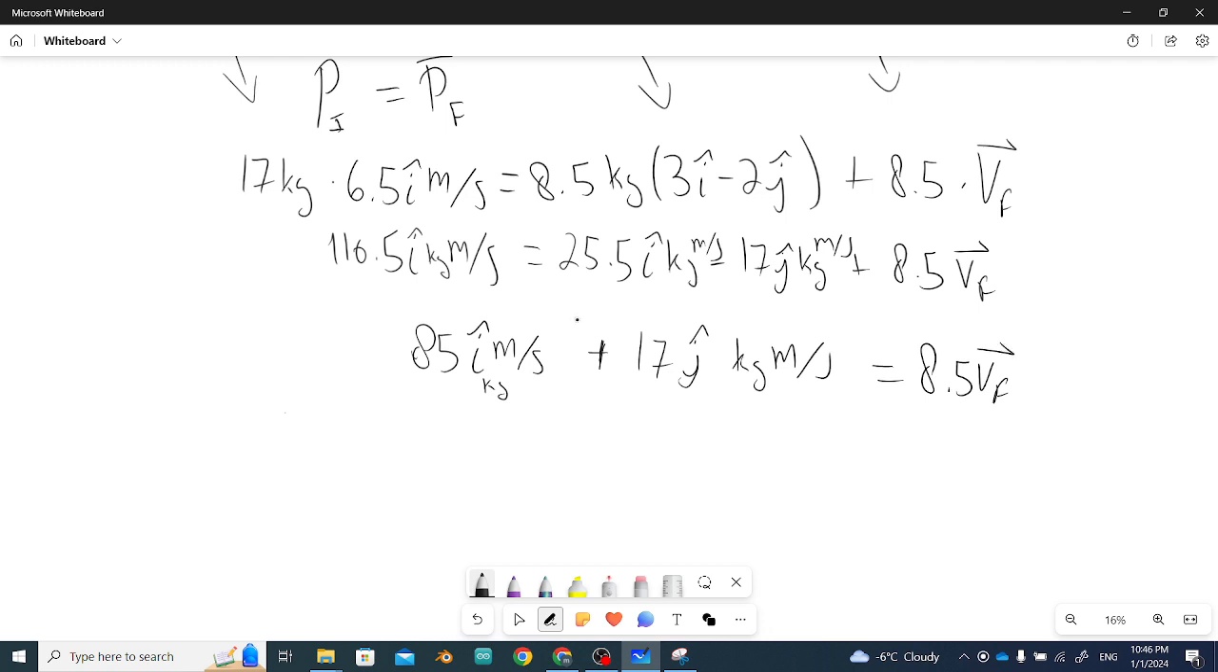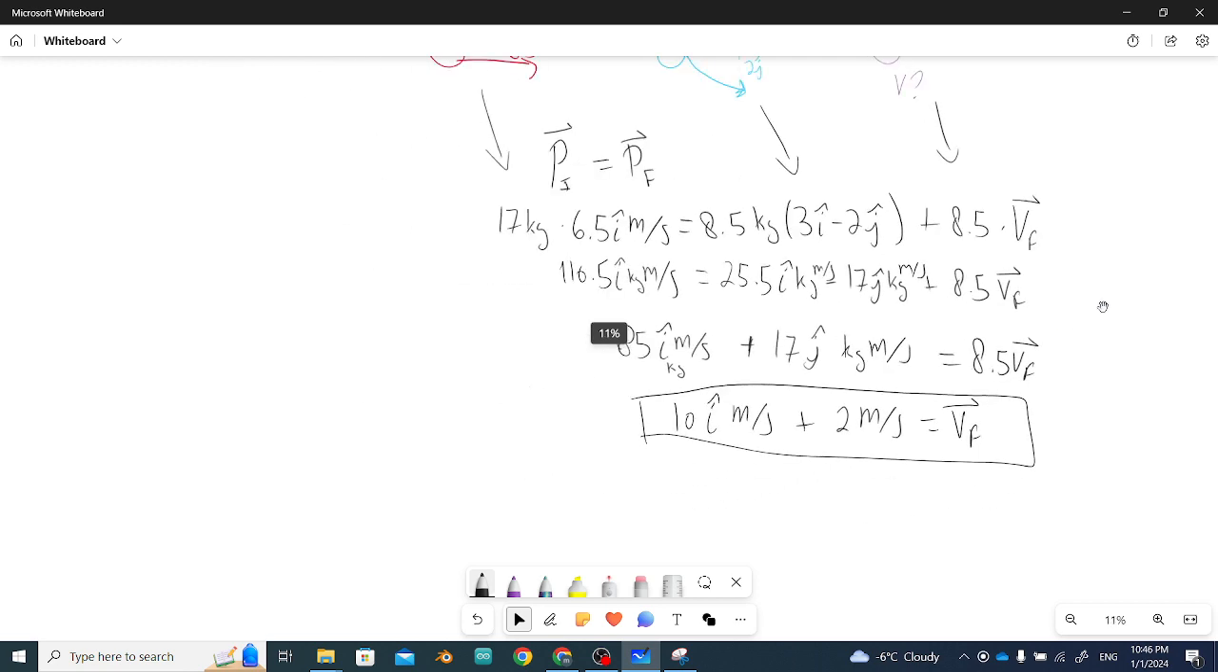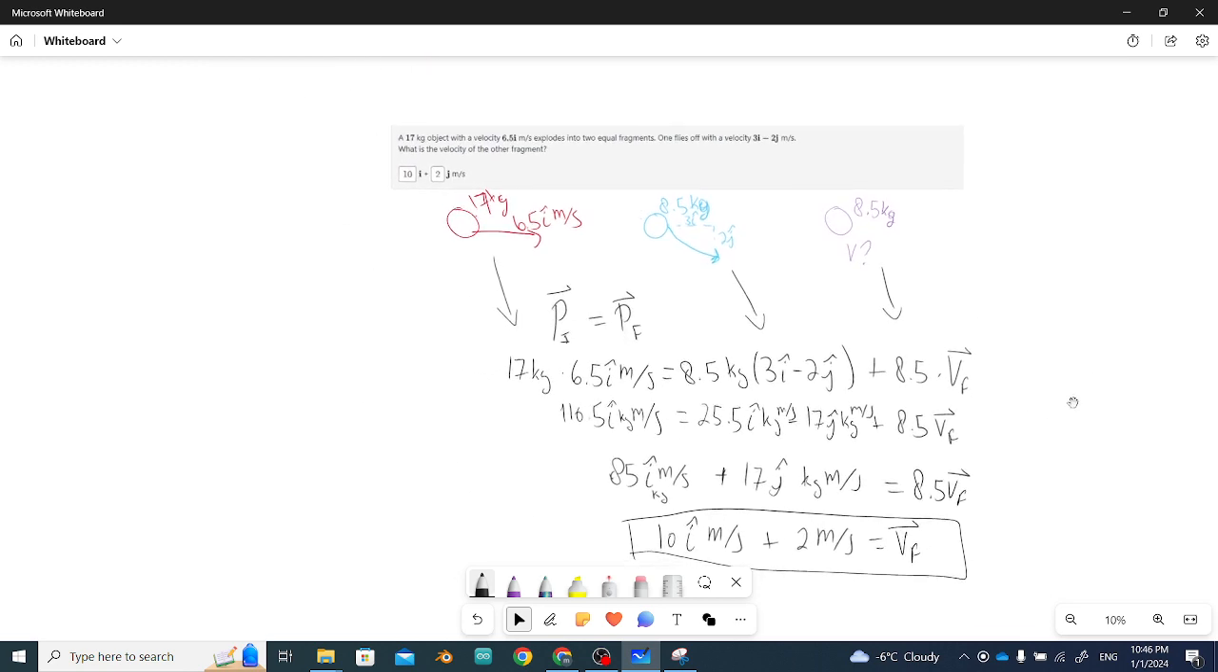And now we can divide everything by 8.5. So 85 divided by 8.5 is 10 meters per second, plus 2 meters per second, j, equal to Vf. And that's the final answer in unit vector form. You can put it into any other form that you like. And that's pretty much it for this problem.